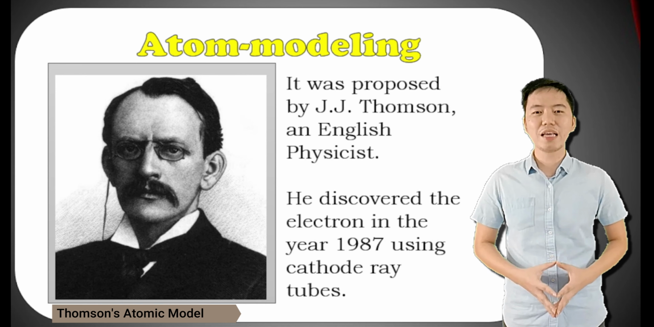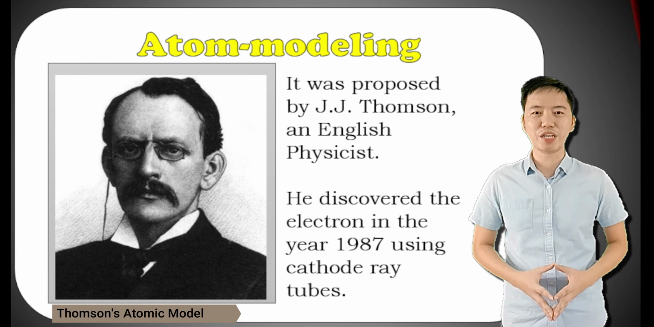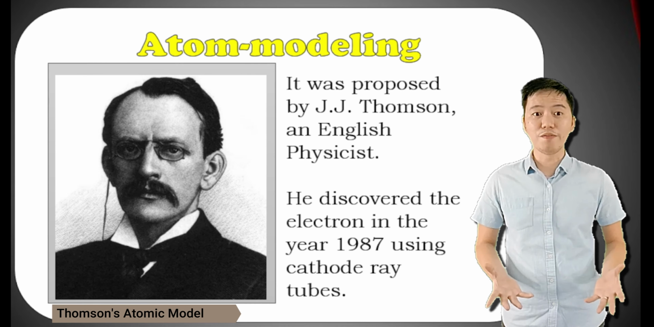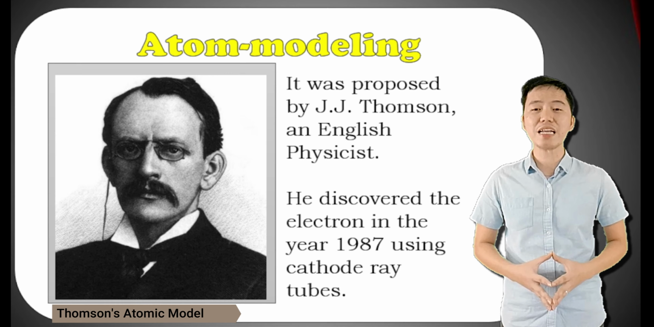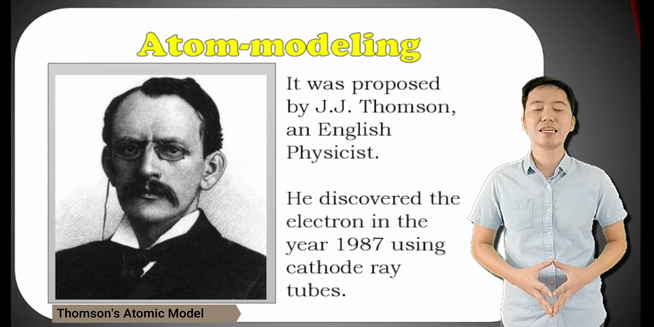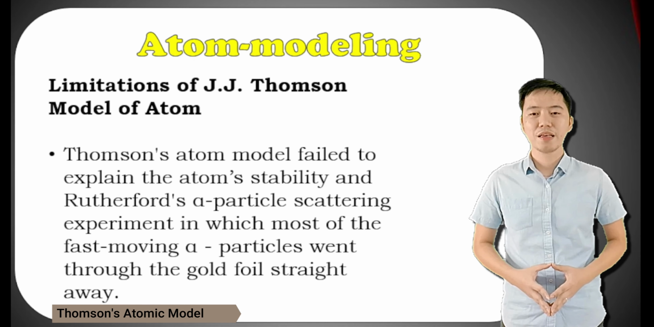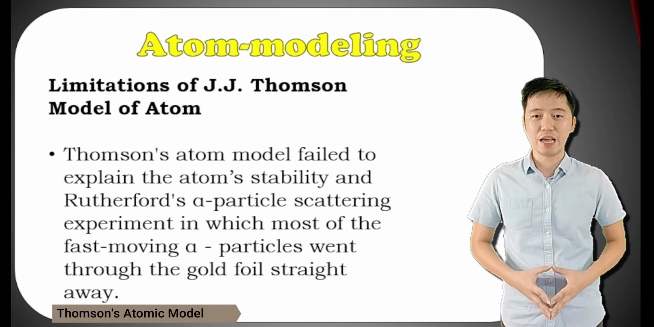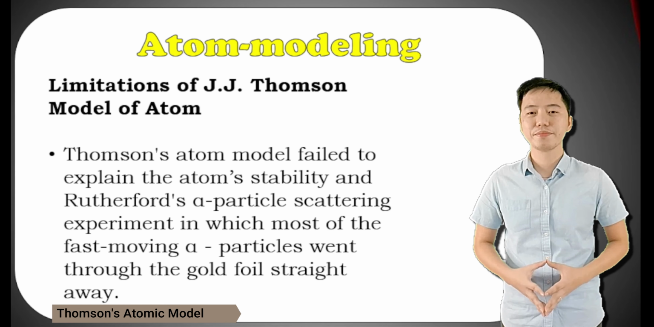This mouth-watering model was proposed by J.J. Thomson, an English physicist. He discovered the electron in the year 1897 using a cathode ray tube. Here are the limitations of J.J. Thomson's atomic model, the plum pudding model.